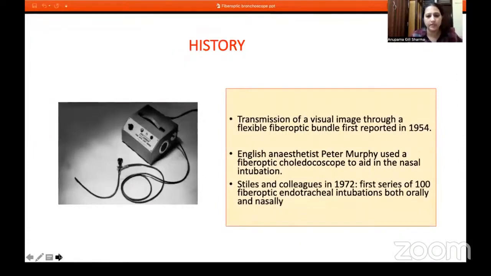The first transmission of visual image was first reported in 1954. There was an English anesthetist, Peter Murphy. He used a fiber optic bronchoscope to aid in the nasal intubation. Since then, many advancements in the technology of fiber optic have occurred. And in 1972, the first series of 100 fiber optic endotracheal intubations, both nasally and orally, were reported.